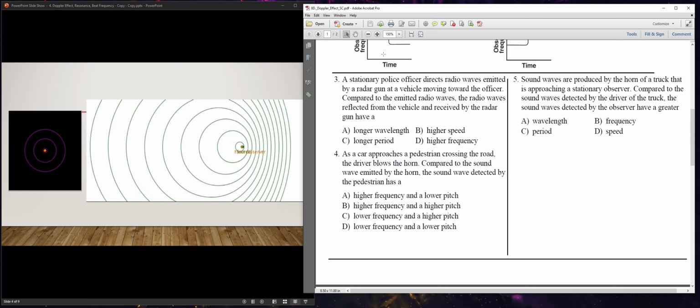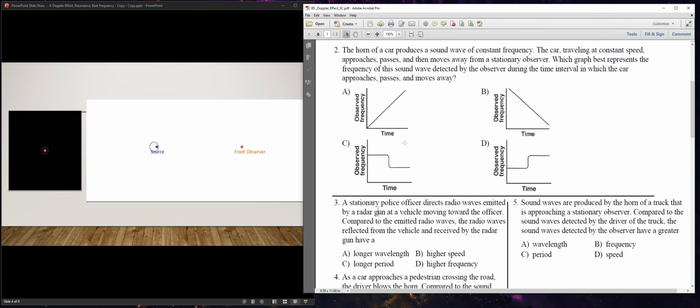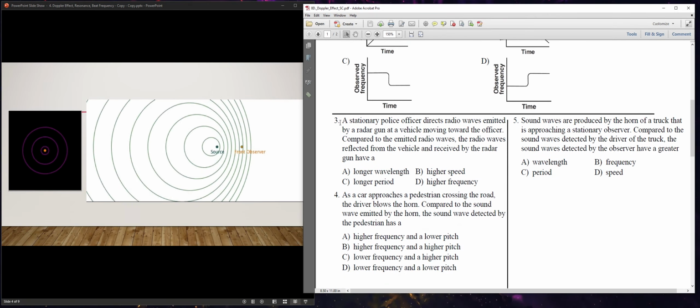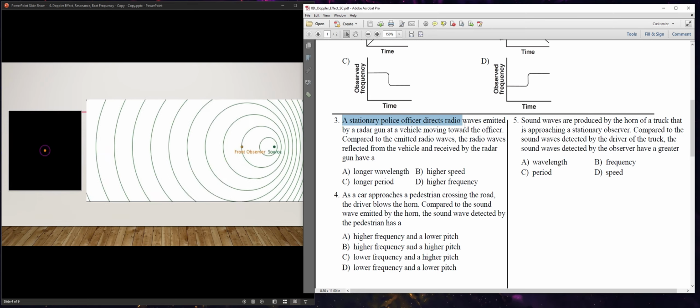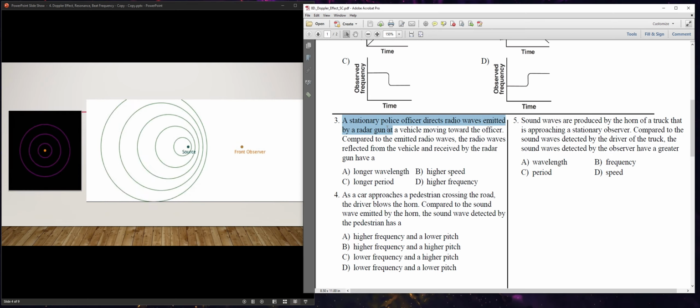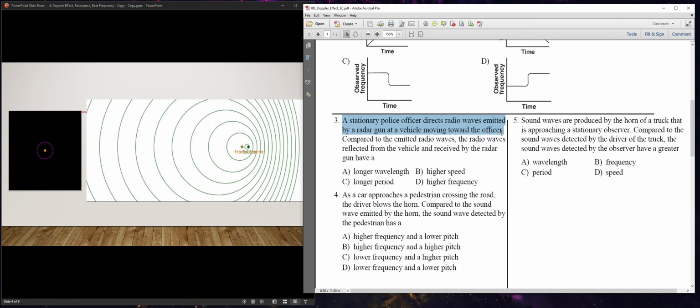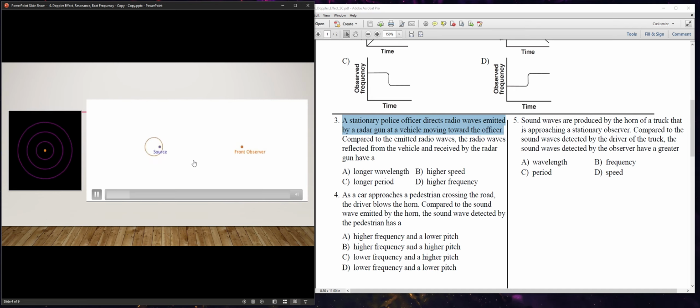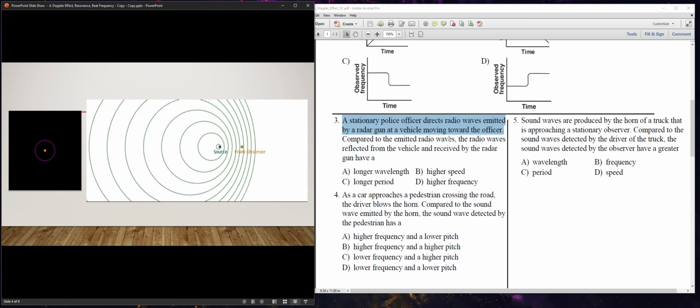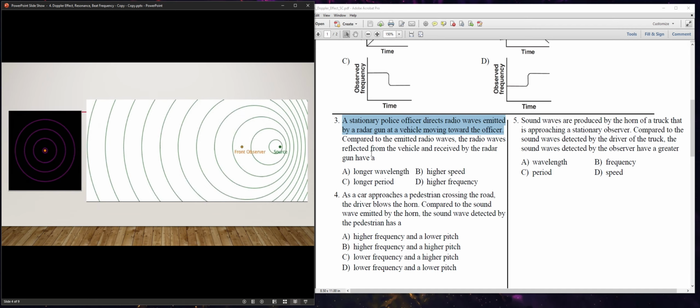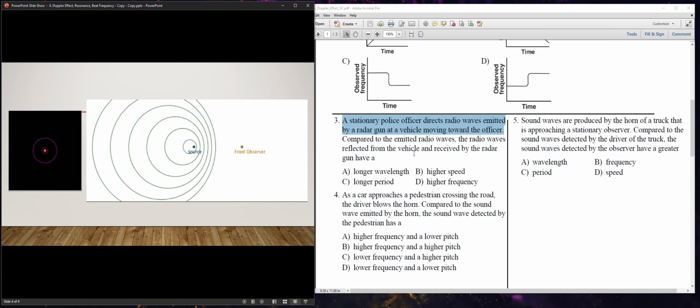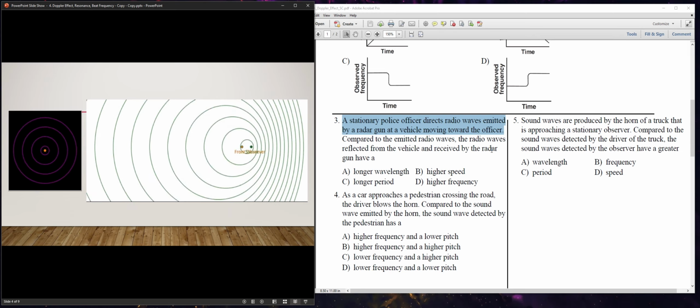Number 3 is something you guys can do yourself. I mean, I'll answer it with you guys, sure. A stationary police officer directs radio waves emitted by a radar gun at a vehicle moving towards the officer. So the source is moving. Compared to the emitted radio waves, the radio waves reflected by the vehicle and received by the radar gun have a what?